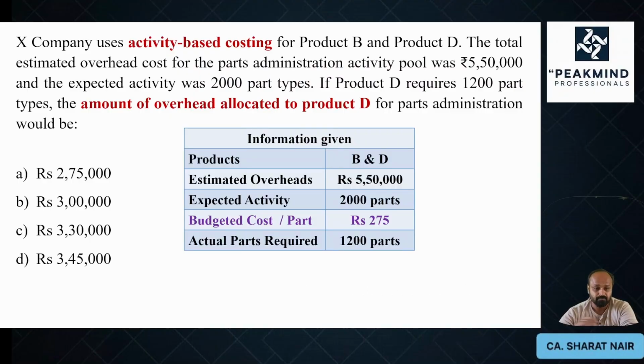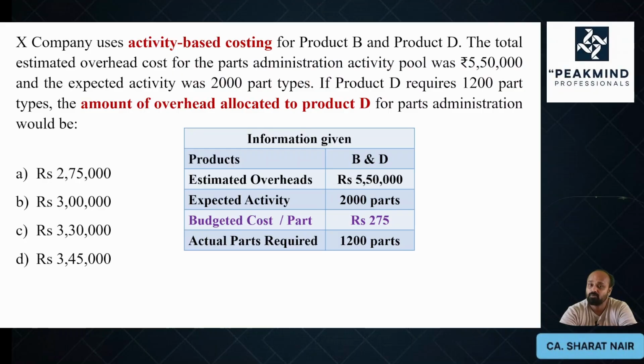In this question, they have given us that the company manufactures two products B and D, and estimated overhead is 5,50,000 rupees. Expected activity for manufacturing this output is 2000 parts, and budgeted cost per part we have calculated, which is 5,50,000 divided by 2000, which will be rupees 275. Now actual parts required, which is given in the question, is 1200.